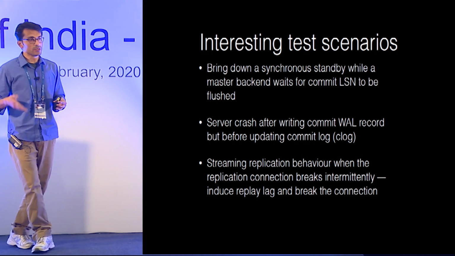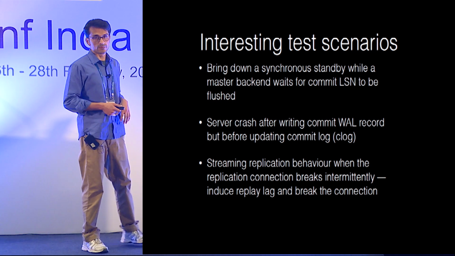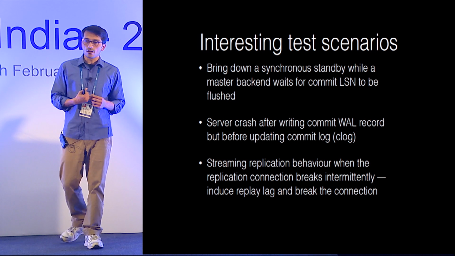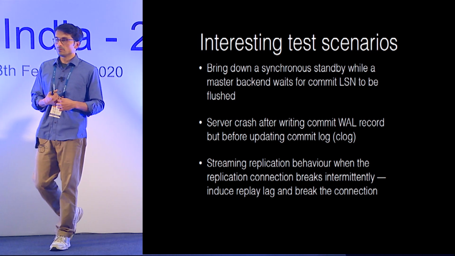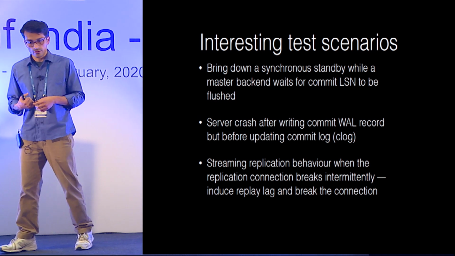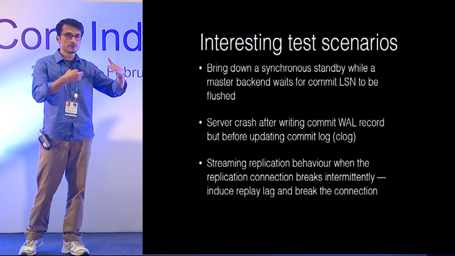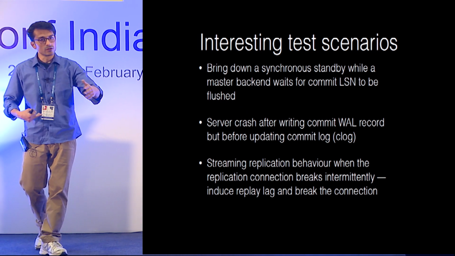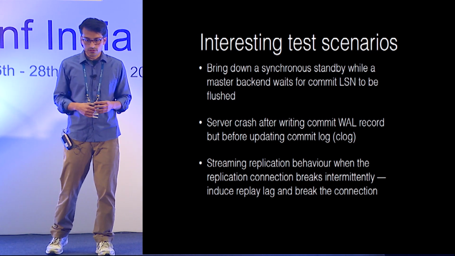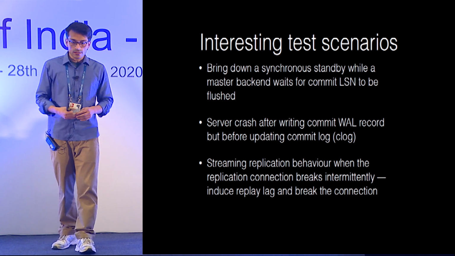Because as and when new changes happen to the server code base, we don't want to regress in this particular case, right? So again, this scenario is also very difficult to implement using TAP or regress or the isolation framework, right? Because how do you let a backend halt after writing the commit record and before updating the status, and then crash the server? So it's very hard to get this thing. Let's look at another one.